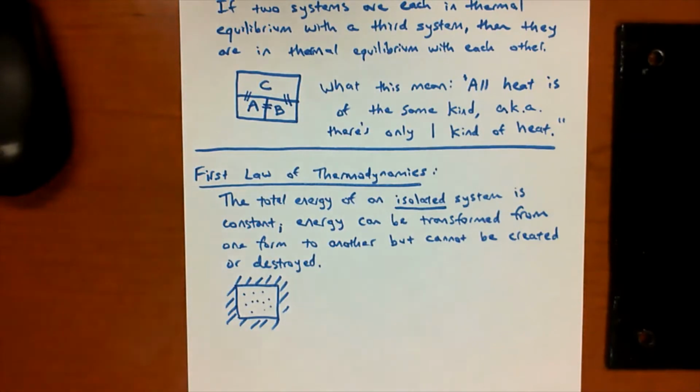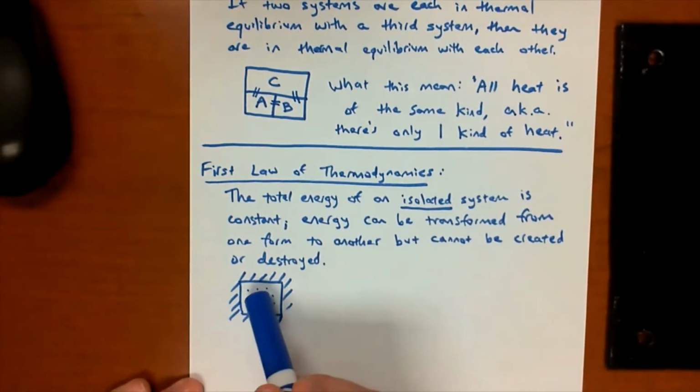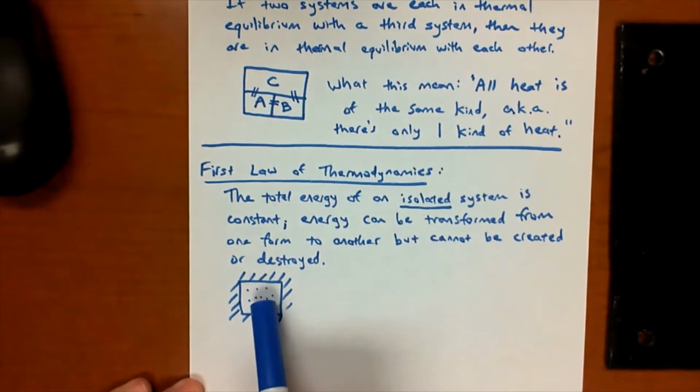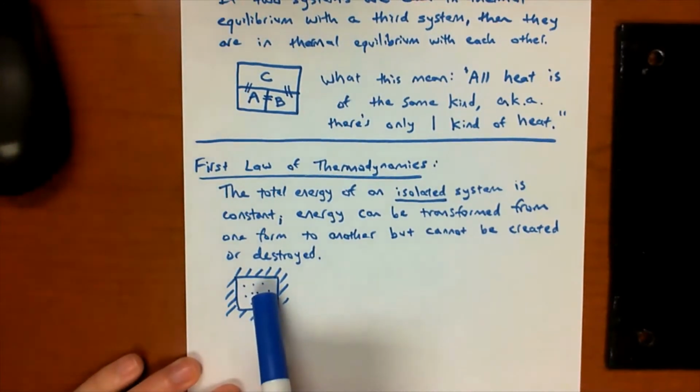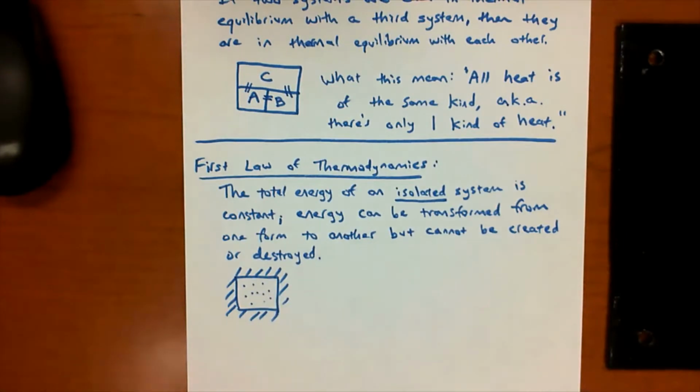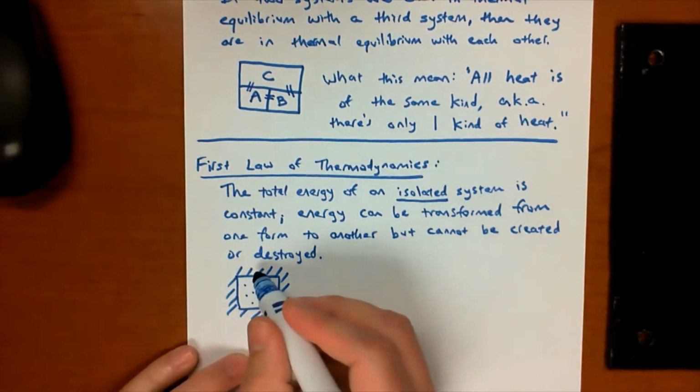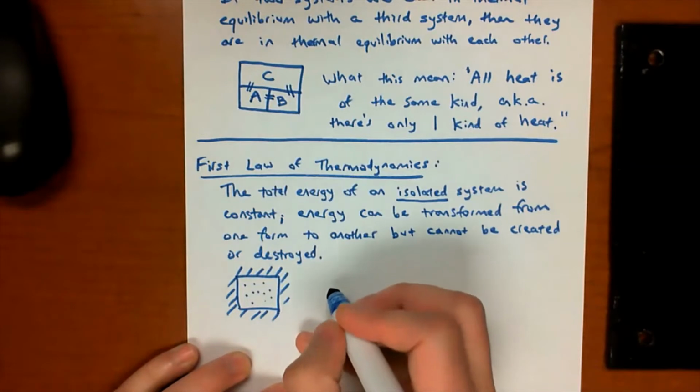What this means for our practical purposes is that we can keep an accurate accounting of the energy transfer into and out of the system. Because if we have a certain system and we know it has a fixed amount of energy in it, then I can keep track of what is added or subtracted, so let's say it's no longer totally isolated.